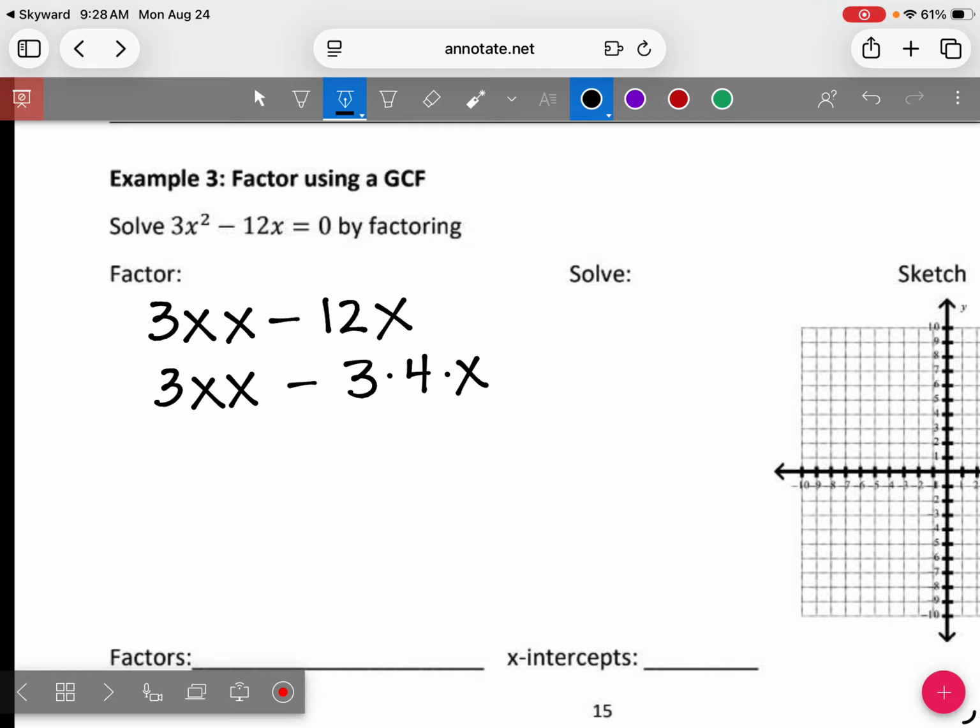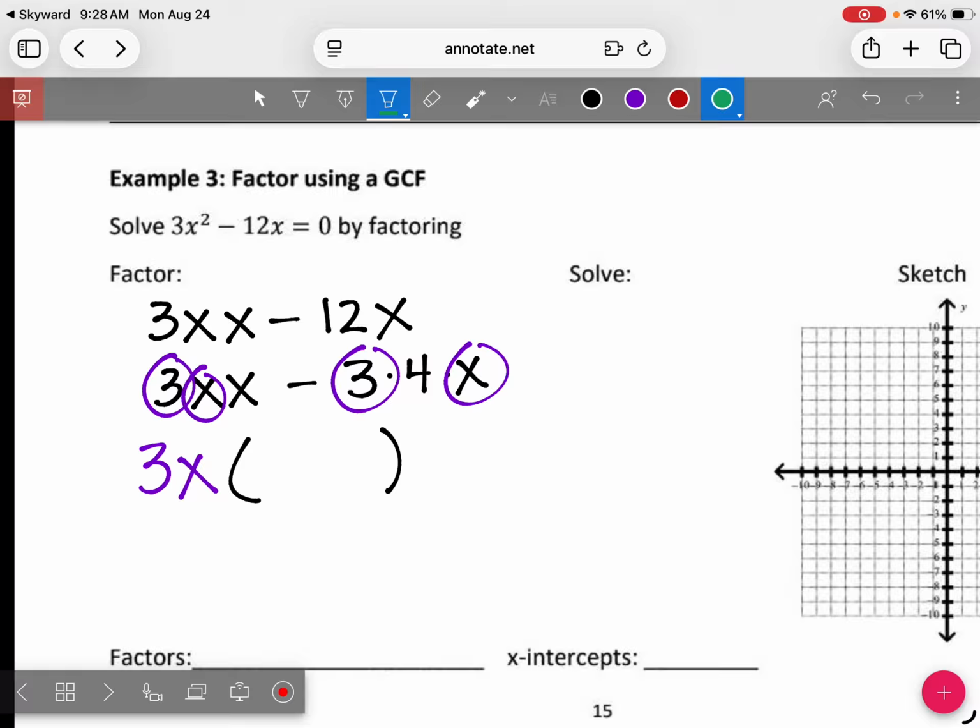So my GCF is everything they have in common. And what do both terms have in common? A 3 and an x. So I'm taking that out. That's my GCF. Now, what I'm putting in the parentheses is everything that I did not circle. And what did I not circle? x minus 4. Put that on the inside. That would be my factors.